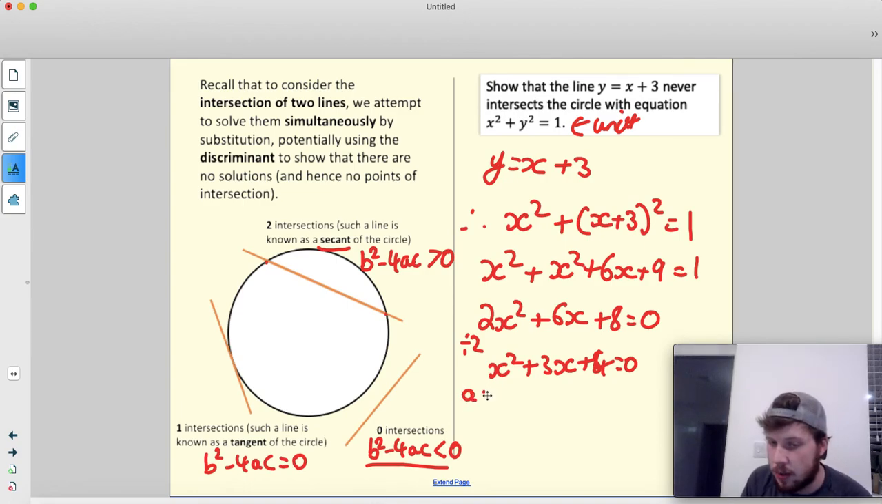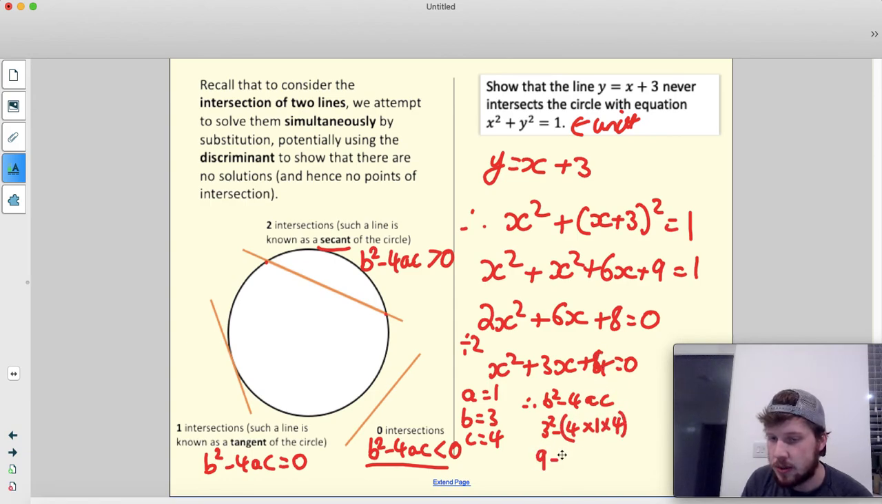So in this scenario, a is equal to 1, b is equal to 3, and c is equal to 4. Therefore, b squared minus 4ac is going to be equal to 3 squared, subtract 4 times 1, and then times c, which is 4. 9 subtract 16 is negative 7. Therefore, b squared minus 4ac is less than 0, so no intersection points.